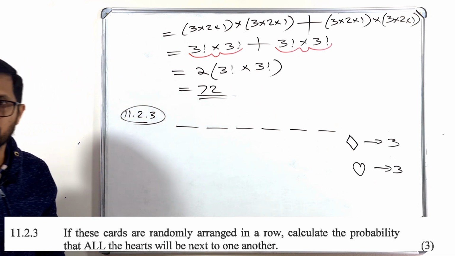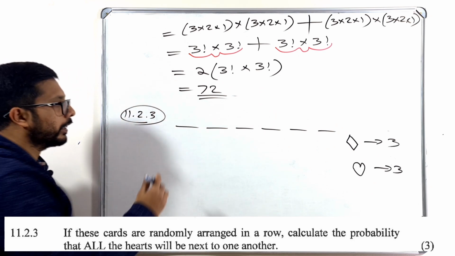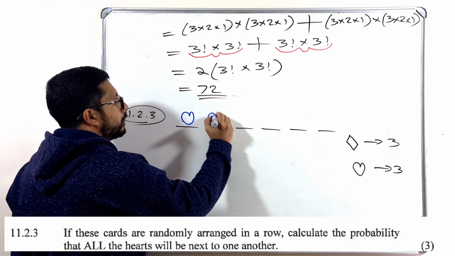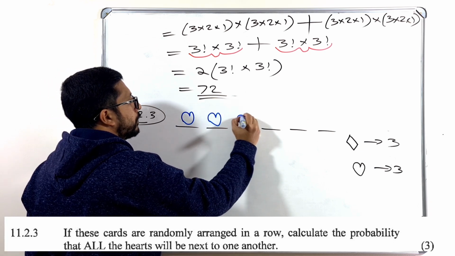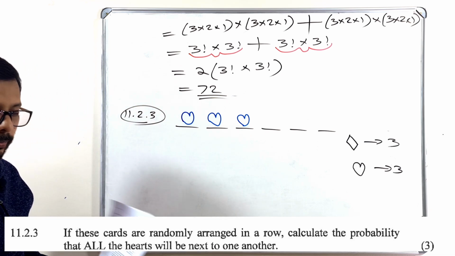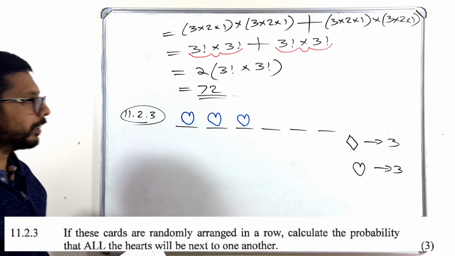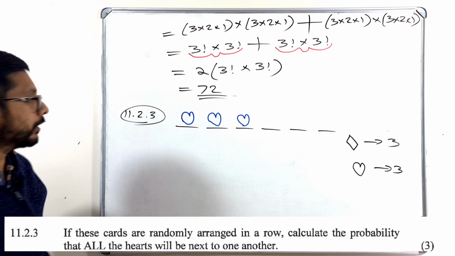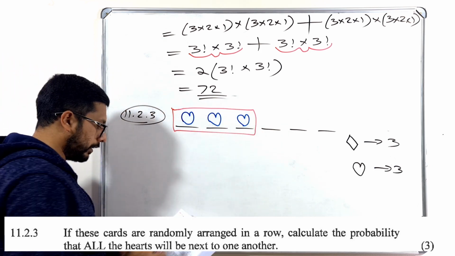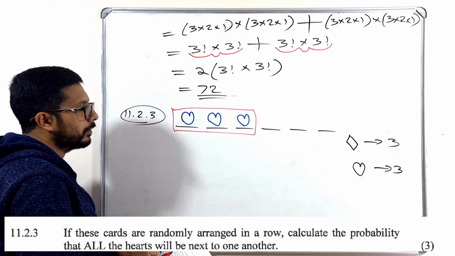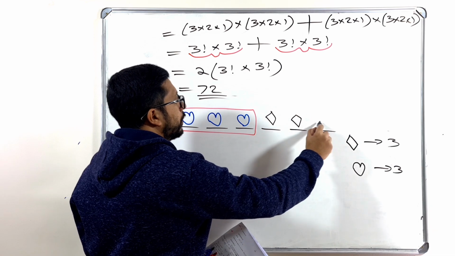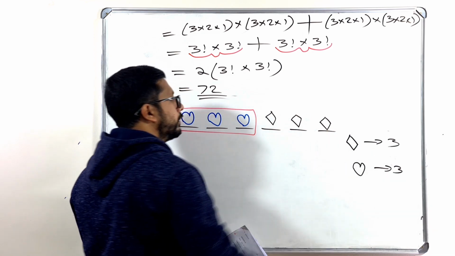Now they are saying that all the hearts will be next to each other. That means this is a heart card, this is a heart card, and this is a heart card. So those 3 hearts must be next to one another. That means they must be together, they must go together. And here the remaining cards are diamonds, diamond, diamond, diamond.